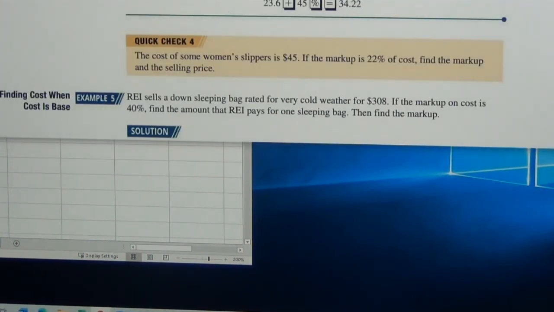REI sells a down sleeping bag rated for very cold weather for $308. If the markup on cost is 40%, find the amount that REI pays for one sleeping bag, then find the markup.